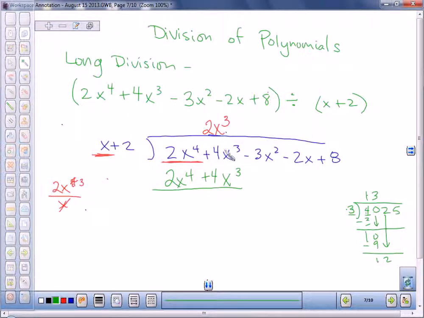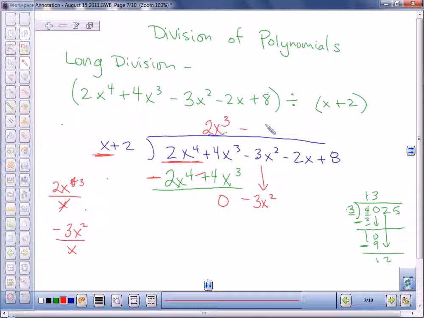Okay, so now I multiplied. So what was the next step here? What did I do right here? I subtracted, so I'm going to subtract. When I subtract, it's going to change these signs. And what happens? 0. It all canceled, didn't it? So I'm going to bring down, just like I brought down over here. Okay, now x goes into negative 3x squared. Let's look at that. Negative 3x squared divided by x. What does that leave us with? Negative 3x.